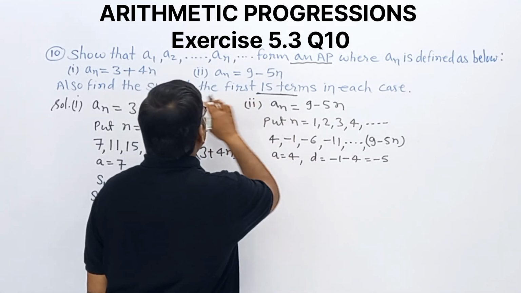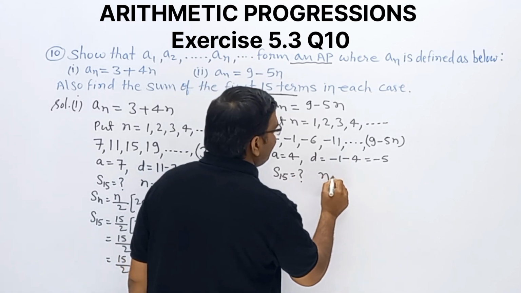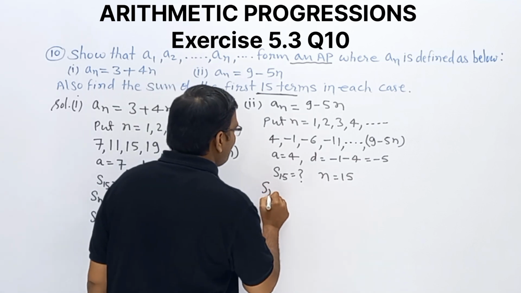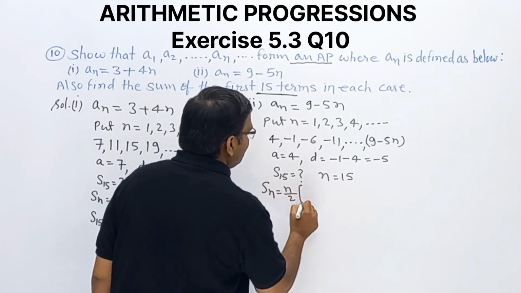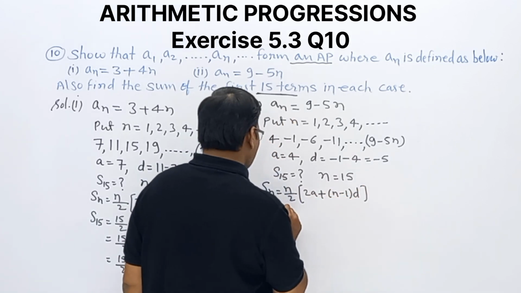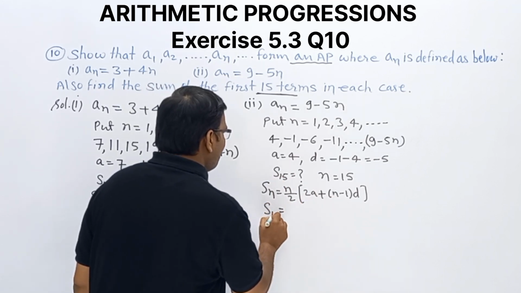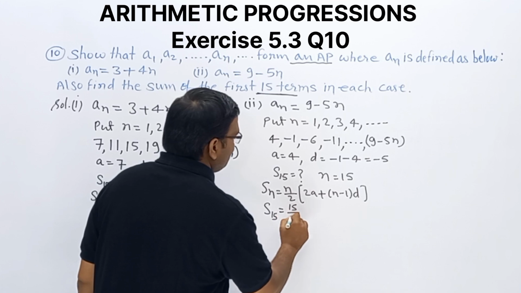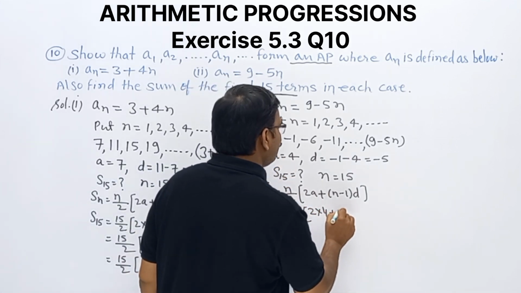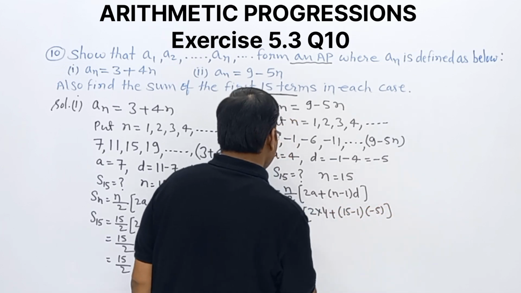Minus 5 will be the common difference. We require the sum of the first 15 terms, as 15 we want to find, and the value of n is given as 15. Clear? So we know well, formula of the sum of nth term of AP is n by 2 into 2a plus n minus 1 into d. This is the formula. Now put the values of n, a and d and solve. So S15 will be 15 by 2 into 2 into a, which is 4, plus n minus 1, which is 15 minus 1, into d, which is minus 5.